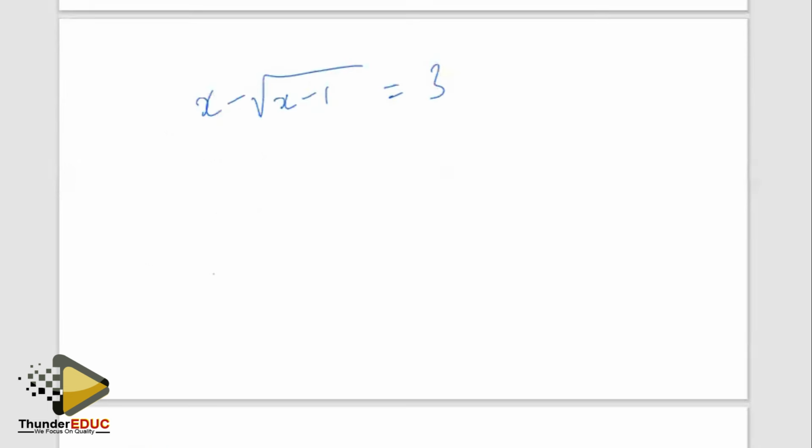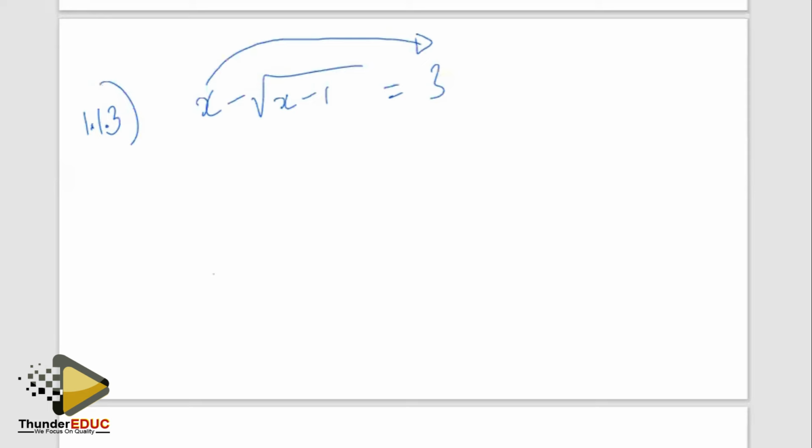Okay, so if this is our question, step number 1, always isolate the root sign. In other words, let the root sign be on its own. Anything that is surrounding the root sign with a plus or a minus must move to the other side of the equal sign. So I have this x as an extra. I have to move it outside.